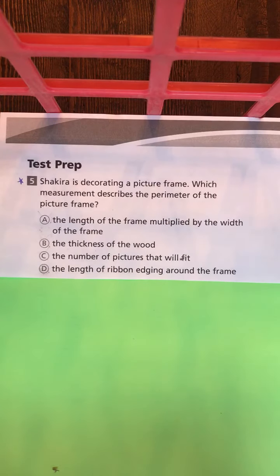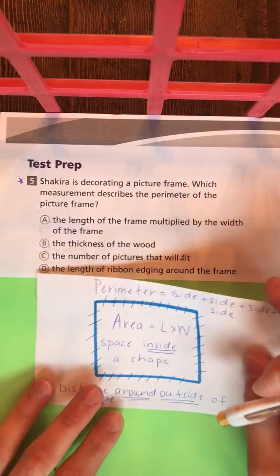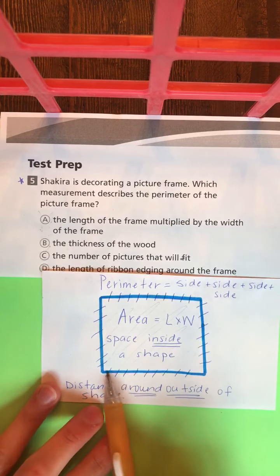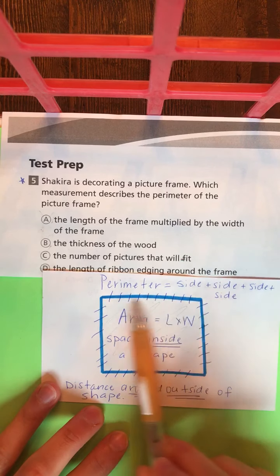Okay, friends, number 5 says Shakira is decorating a picture frame. Which measurement describes the perimeter of the frame? So if they're asking us for perimeter, they're asking us for the distance around the outside of the picture frame.